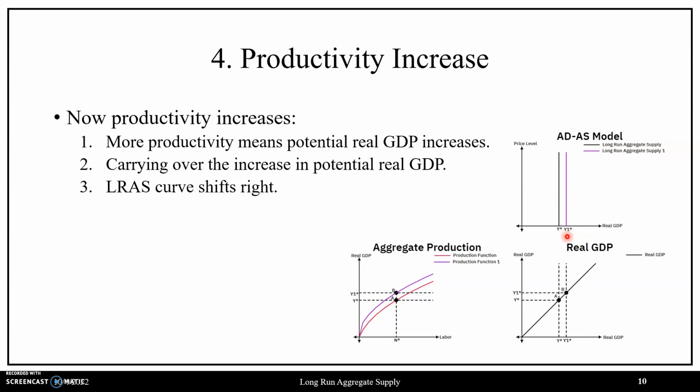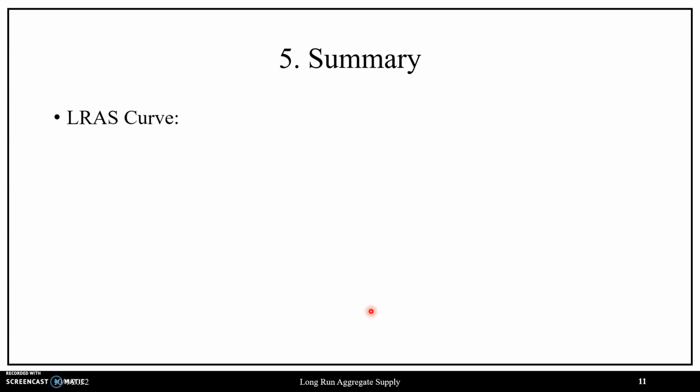So then what we have is, if there's a productivity increase in the economy, what this will mean is an upward shift in the production function, where with full utilization of labor, this means potential real GDP will increase. But once again, with an increase in potential real GDP, this will then mean a rightward shift in the long-run aggregate supply curve.